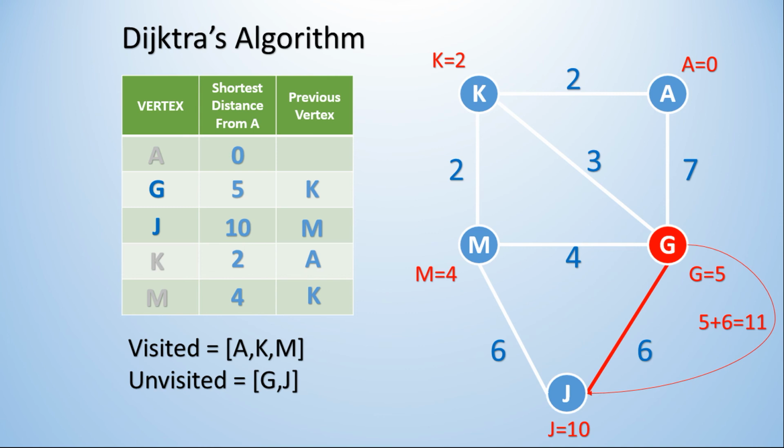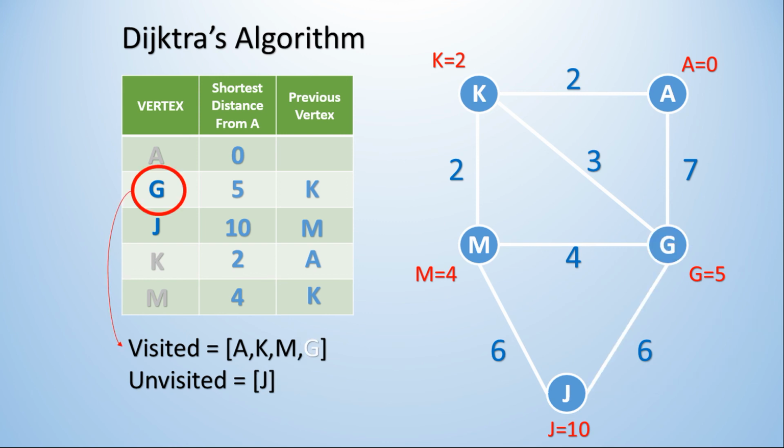the distance to J. Update the previous vertex for each of the updated distances. No distances are updated, so we don't need to do this either. Add the current vertex to the list of visited vertices. Vertex G won't be visited again.